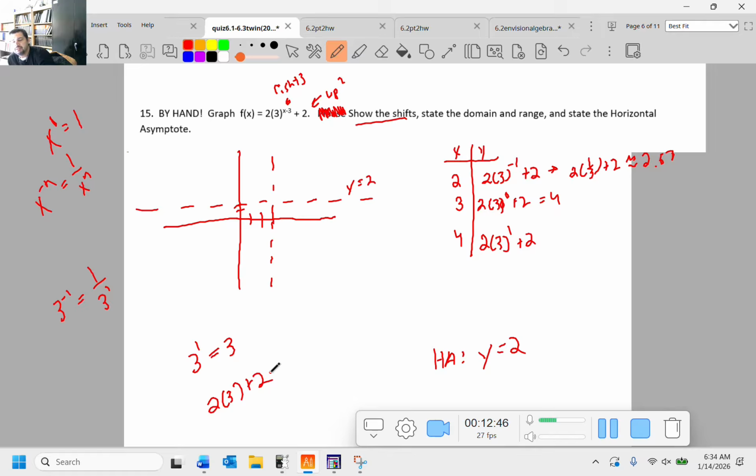2 times 3 is 6. 6 plus 2 is 8. But maybe you should find that kid and help that kid, but do not date that kid. Don't do it. Anyway, there's your points.